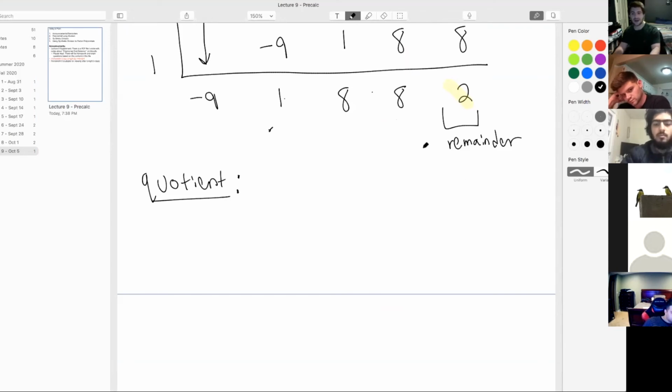The other way to think about it is to kind of work backwards. So 8 will be the constant term, 8 will be the coefficient of x, 1 will be the coefficient of x squared, and -9 will be the coefficient of x cubed. So 2 ways to think about it. So that's it. So just take your bottom row and place them as coefficients. So -9x cubed plus 1x squared plus 8x plus 8.